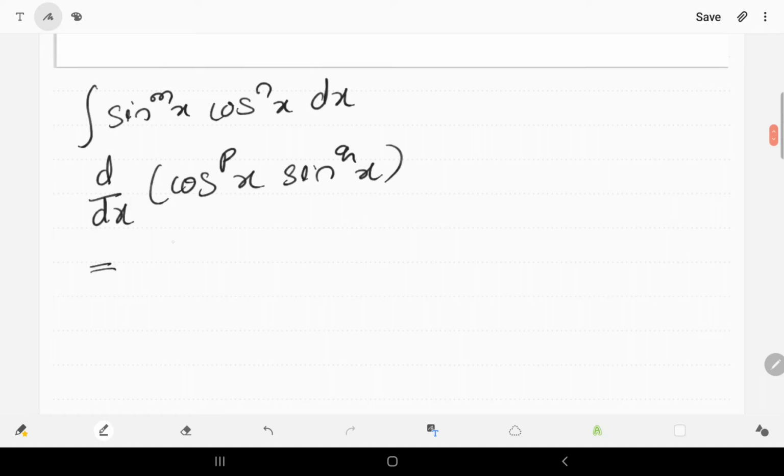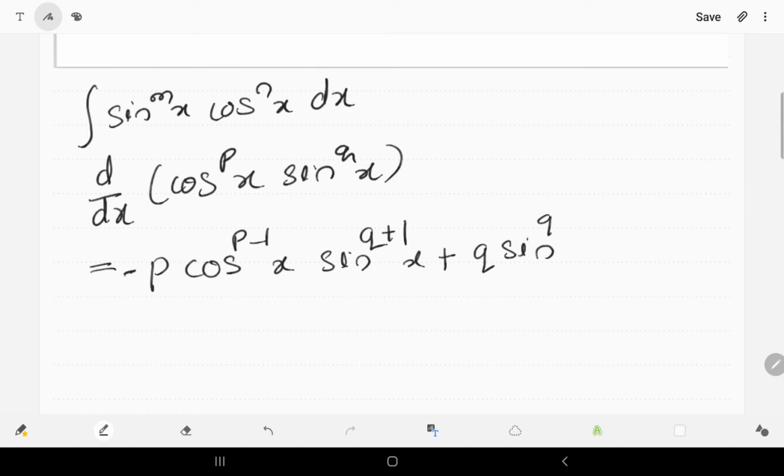Differentiating cos, what do we get? That is p into cos raised to p minus 1x into the differentiation of cos x, which is minus sin x. So put a minus sign here. So sin of q, together with the sin from the differentiation of cos x, that is sin raised to q plus 1x. Next, the differentiation of sin qx, that is q into sin raised to q minus 1x. Again the differentiation of sin x is cos x, therefore it becomes cos raised to p plus 1x.